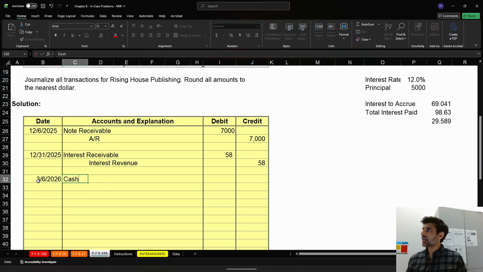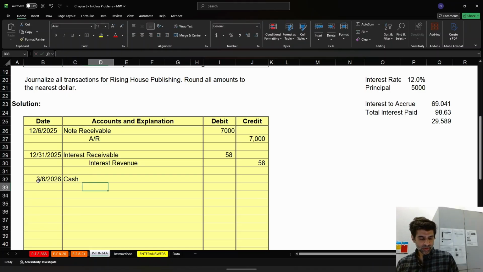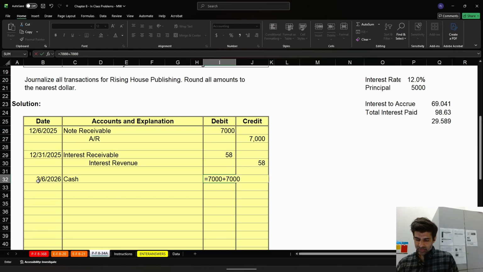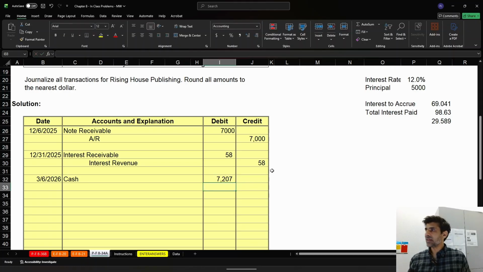So again, I would start with the cash that we're collecting. So we're going to collect $7,000 of principal plus 7,000 times 0.12 times 90 divided by 365. So in one calculation, I'm adding principal plus interest. Is everyone good with this? Everyone see what I'm doing here? Yes? Okay, so this is the total amount of cash that I'm going to collect.